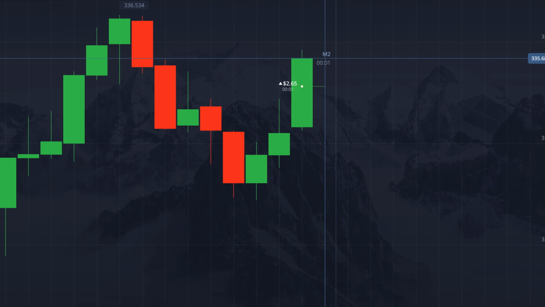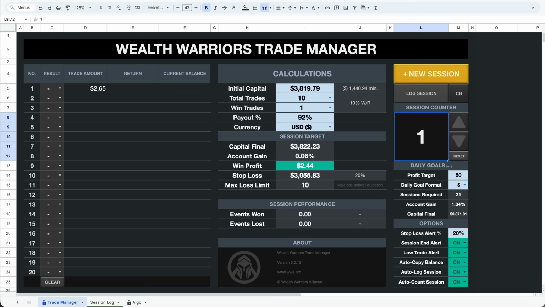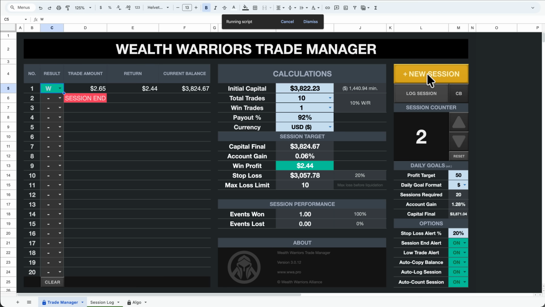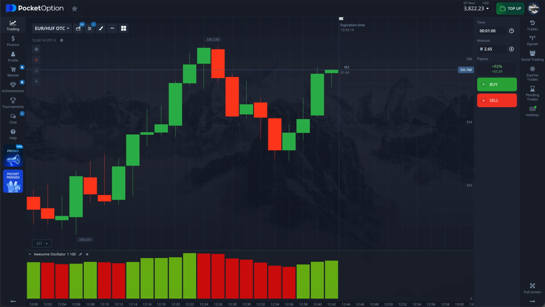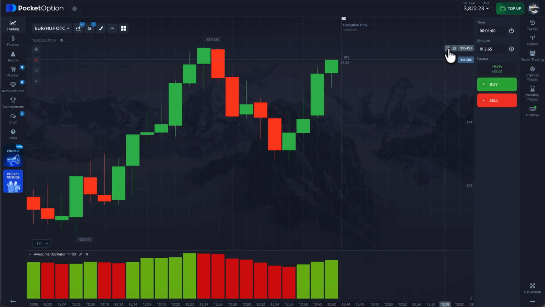So 1 more second. There it is. And so I'll mark this with a W, and let's go ahead and click on New Session. That marks another session completed. I can watch my initial capital grow in real time right inside the Trade Manager. And it's very close to the capital that I have inside of Pocket Option. So you can see this amount go up. And let's go ahead and continue to 265 again.